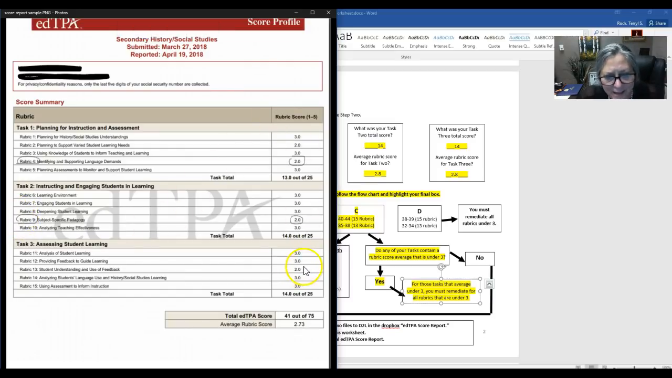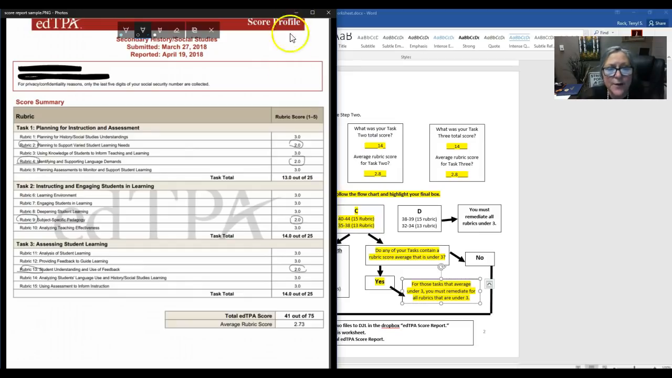And rubric 13. Let's see if I have any others that are below. Oh, there's one up here. I about missed it. Rubric 2. So rubric 2, rubric 4, rubric 9, rubric 13. The usual suspects, I have to say. So these are the ones I'm going to have to remediate.